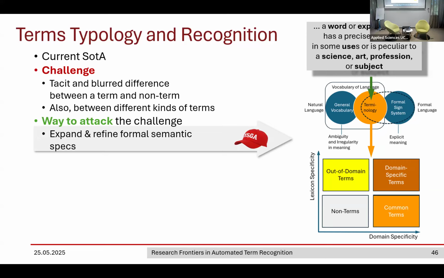You have to expand and refine formal semantic specification like here to make the overlapping between the formal science system and terminology broader. And then it may reward you.